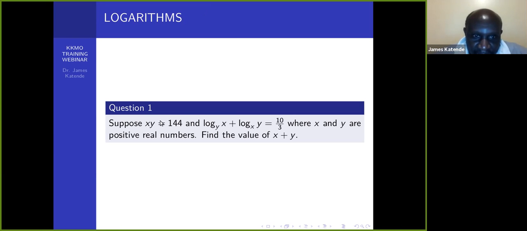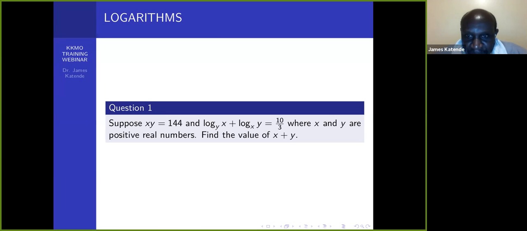So the problem says, suppose xy is equal to 144. And we are given that the logarithm of x to the base y plus the logarithm of y to the base x is equal to 10 over 3, where x and y are positive real numbers. We are supposed to find the value of x plus y. So we can move to the solution.